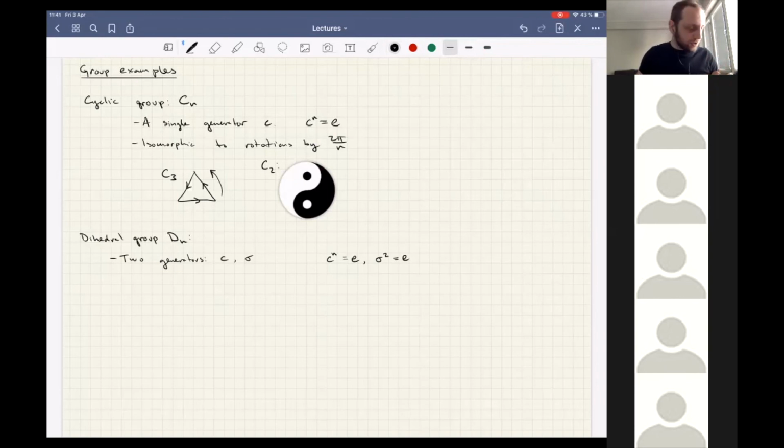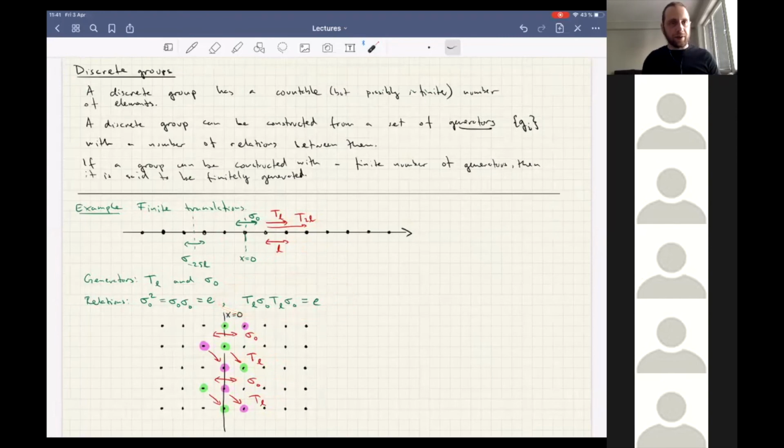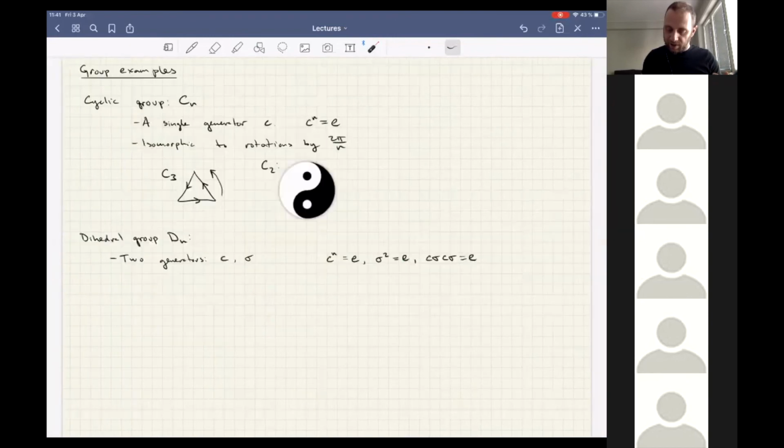However, there is now an additional requirement here, which is that in addition to those 2 relations, I want that C sigma should also be the identity. I mean, you might recognize this essentially as the same relation as we had here for the finite translations. Just that in this case, we have an additional constraint on that generator. So it's not the same group as finite translations. This is a finite group because we have a finite number of elements, unlike the finite translations and reflections, which has an infinite number of elements because you can have any integer multiple of translations.